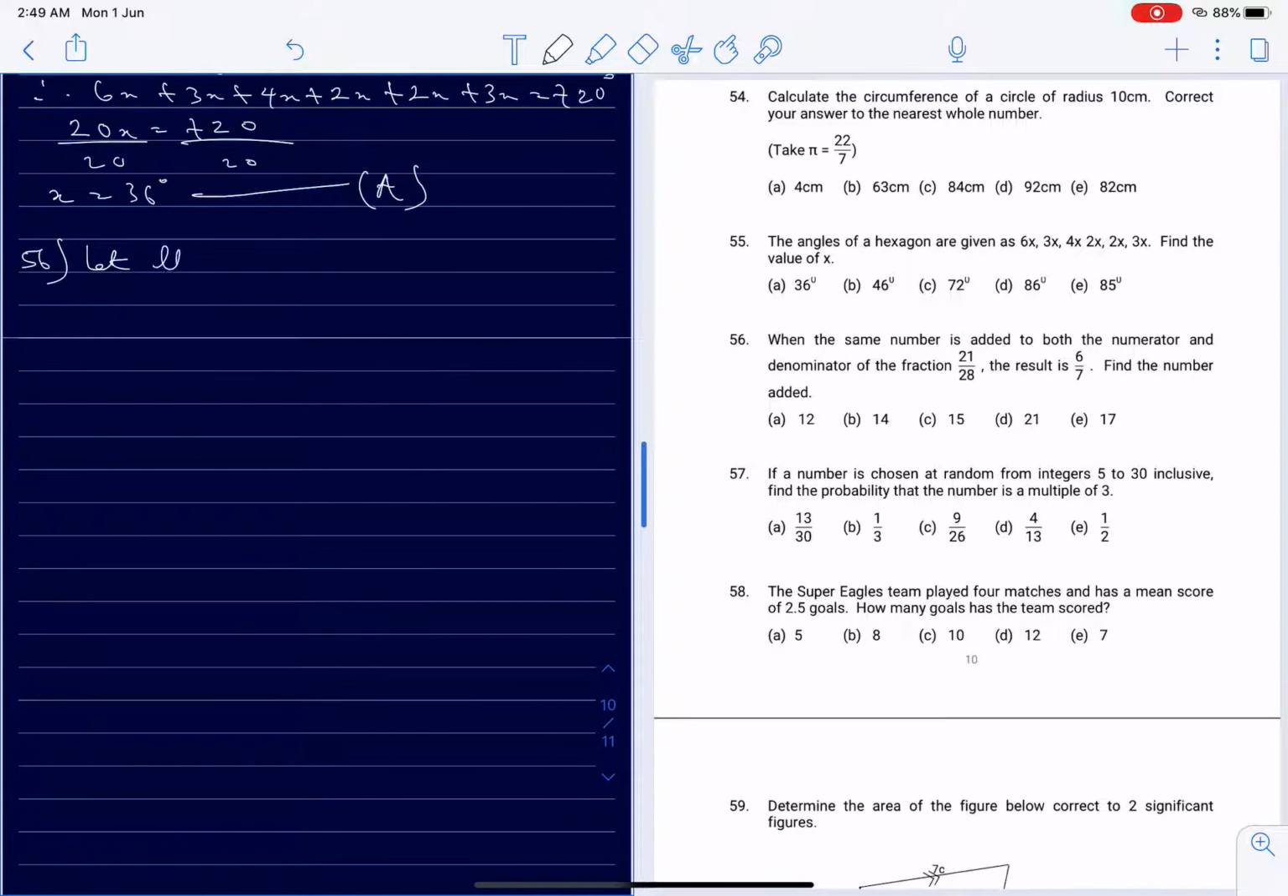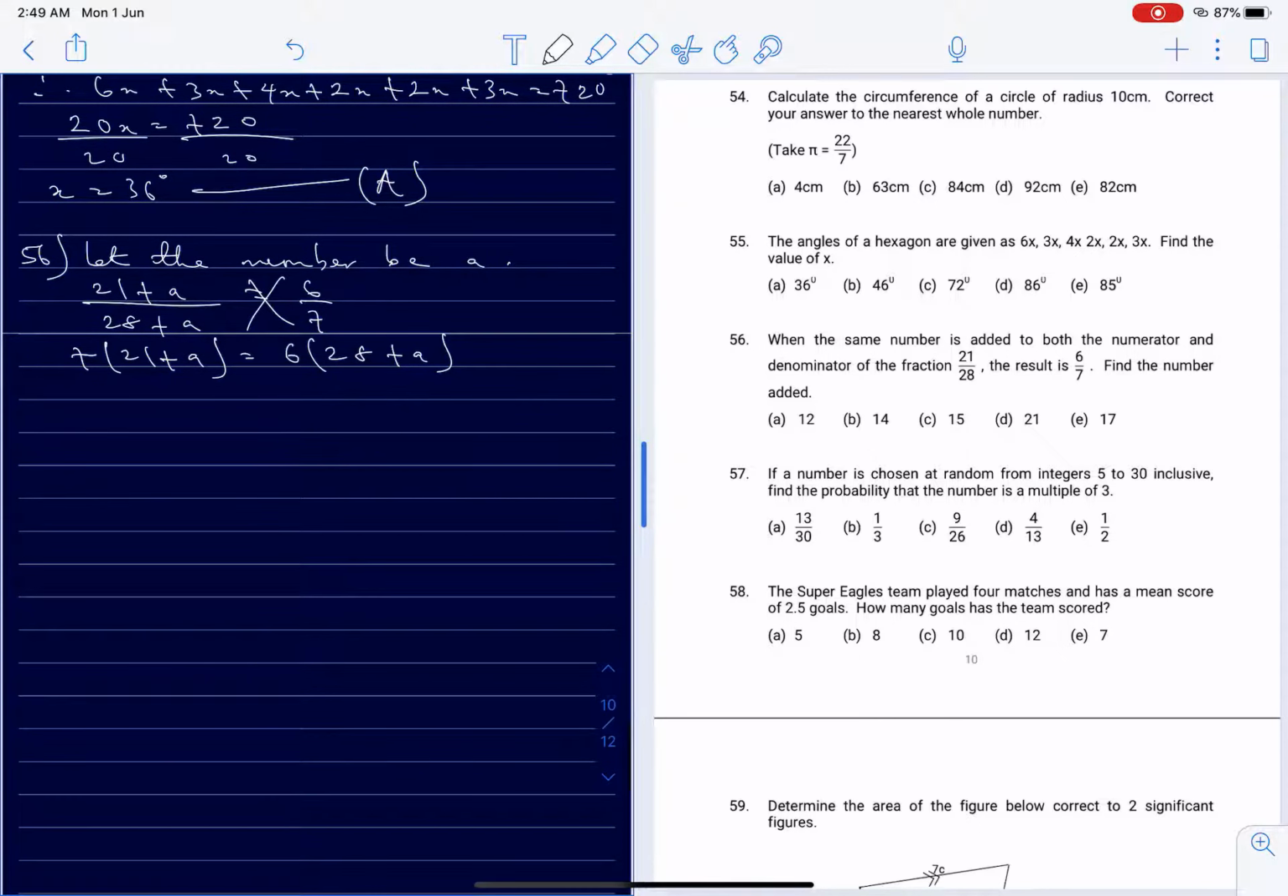Let the number be A. That means 21 plus A divided by 28 plus A equals 6 over 7. And that means, of course, we cross multiply now. 7 times 21 plus A is equal to 6 times 28 plus A.